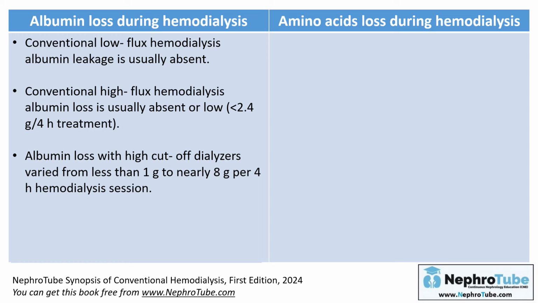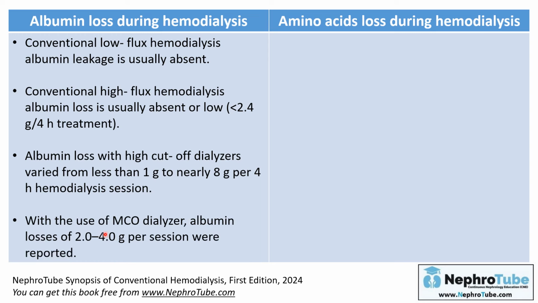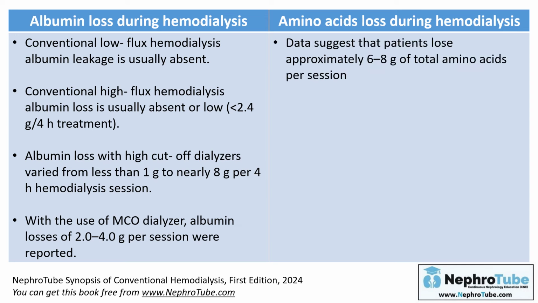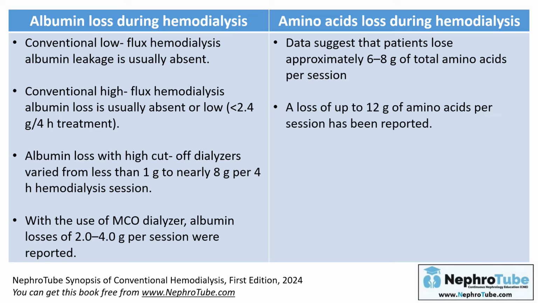Finally, with the use of the newly invented medium cutoff dialyzers used in expanded hemodialysis, an albumin loss of about 2 to 4 gram per session was reported. Regarding amino acid loss, it is suggested that about 6 to 8 gram of total amino acids can be lost during a hemodialysis session, but a loss of up to 12 gram has also been reported.